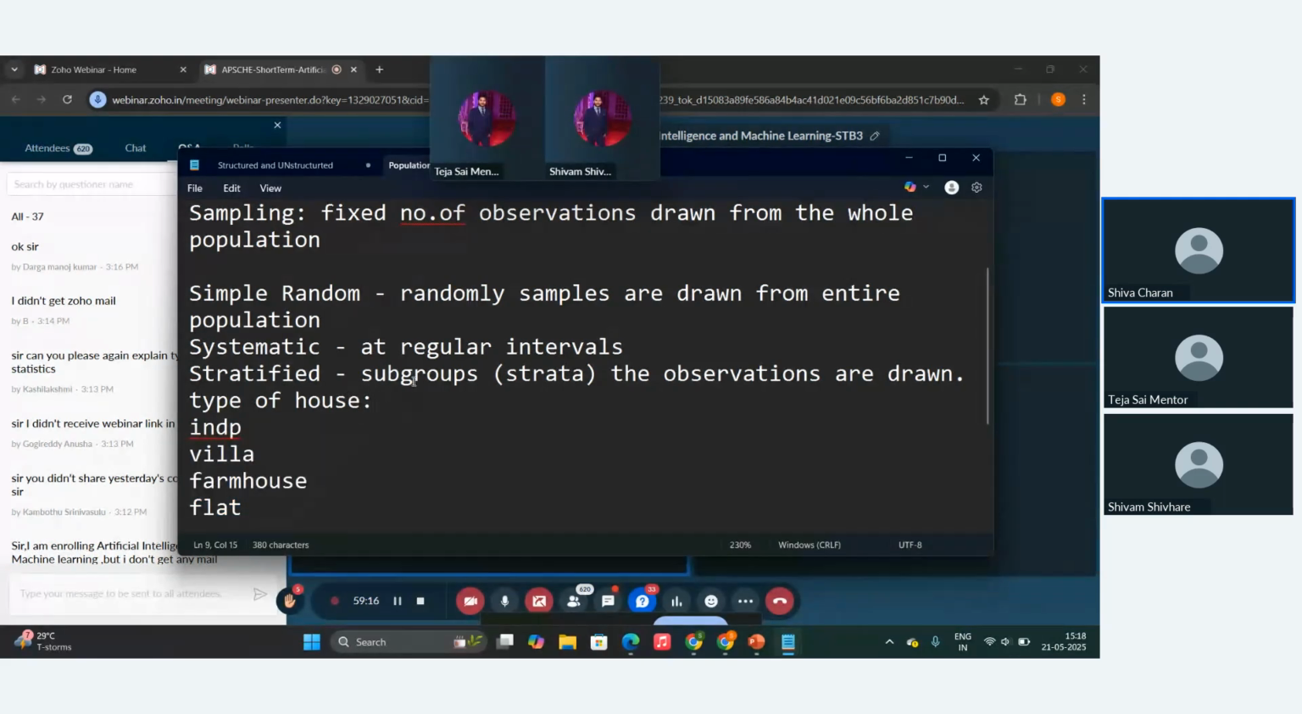Now my entire population, or entire data, will be divided into these types. These are the subgroups here. Based on these subgroups the entire population is divided, and from these subgroups the sample observations, or data points, are drawn. That is what the subgroups and strata are in stratified sampling, and that is how observations are drawn. Is that clear, everyone?